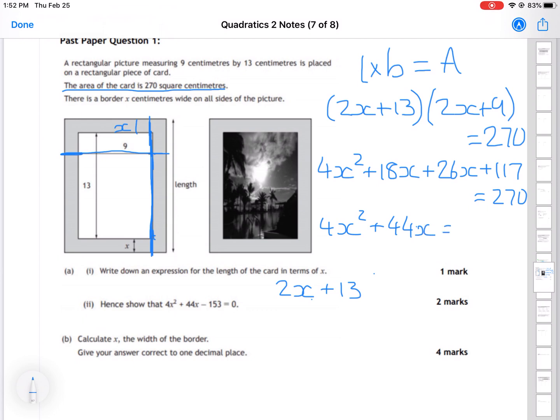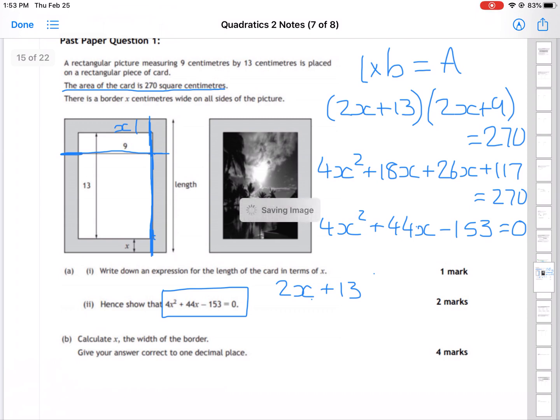And let's just make sure 117 take 270 does give me minus 153. And that's all equal to 0. So I've taken away 270 from both sides at that last step. Okay, now that was what I was trying to get for part 2 of the question.